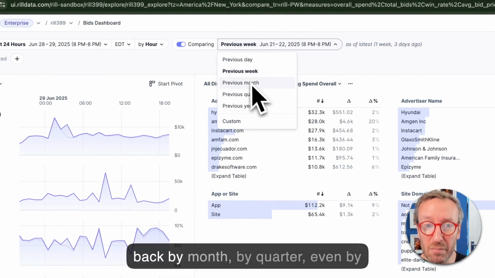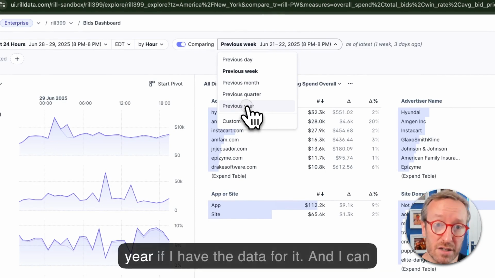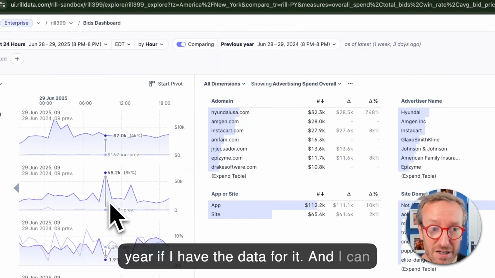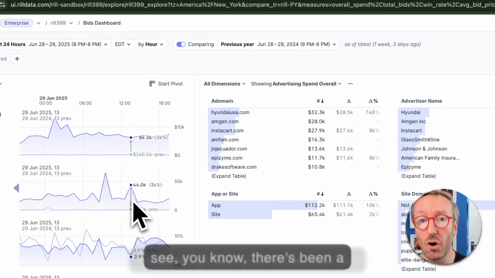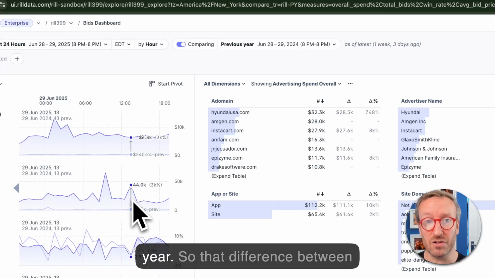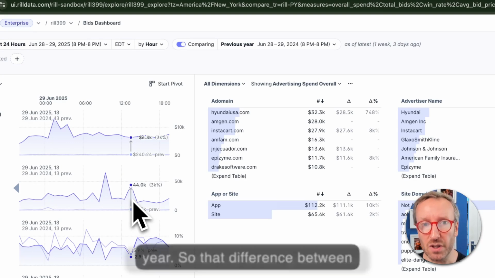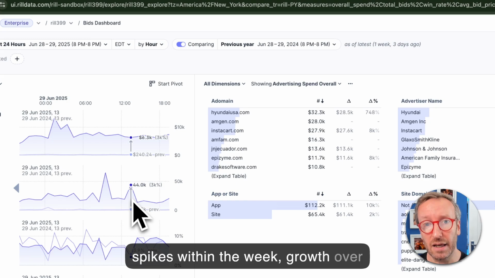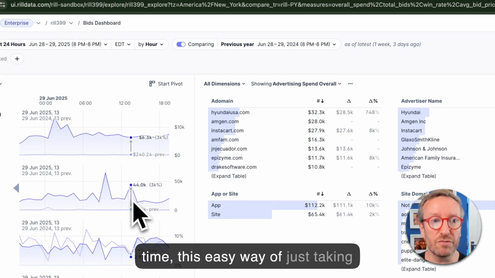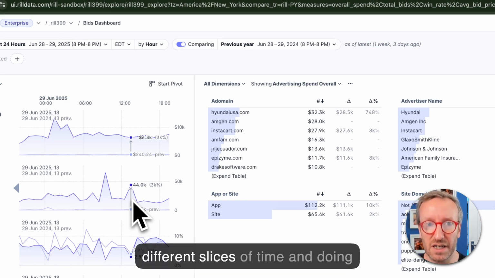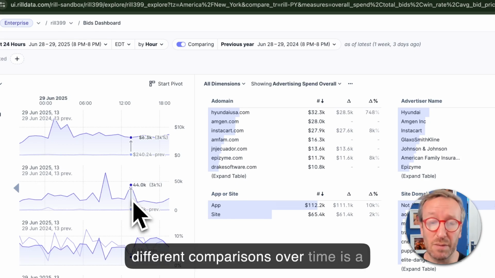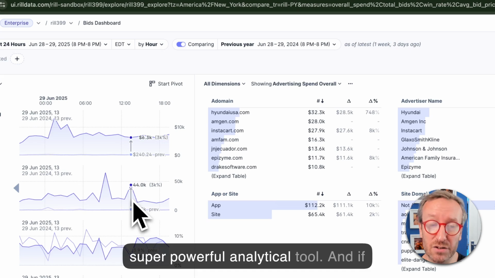I can go back by month, by quarter, even by year if I have the data for it. And I can see, you know, there's been a massive growth over time, over the year. So that difference between spikes within the week, growth over time, this easy way of just taking different slices of time and doing different comparisons over time is a super powerful analytical tool.